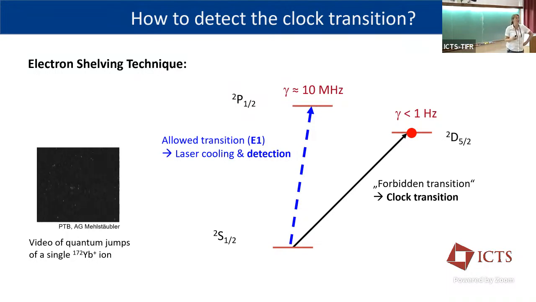This is the electron shelving technique. And you really can watch by eye the quantum jumps nowadays of a single trapped atom. And that's really beautiful. You can image that on your camera. You can watch live how your laser is exciting the qubit transition.